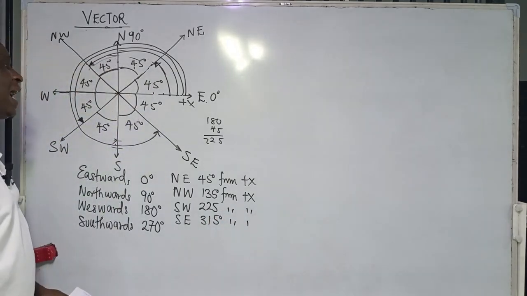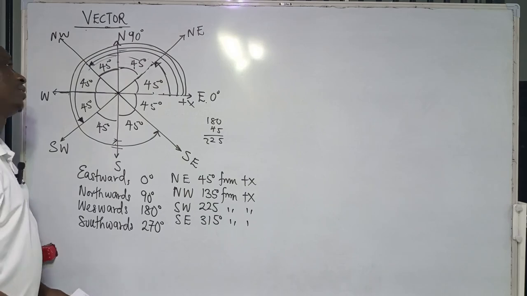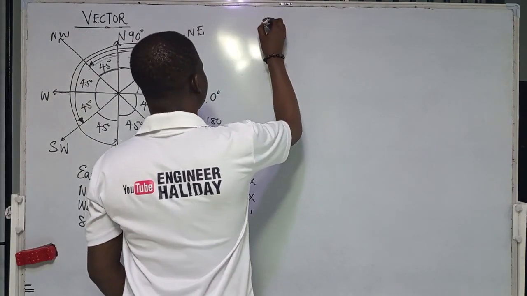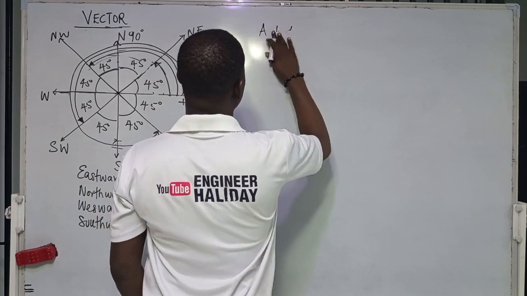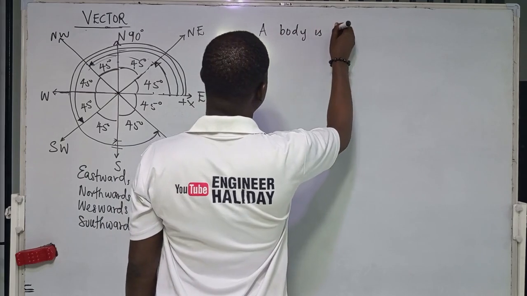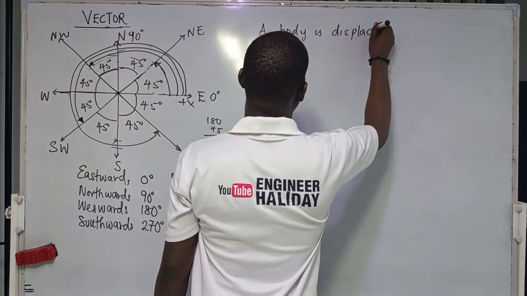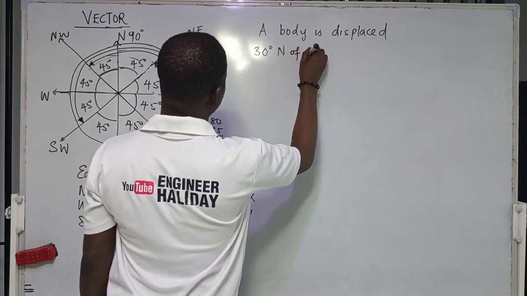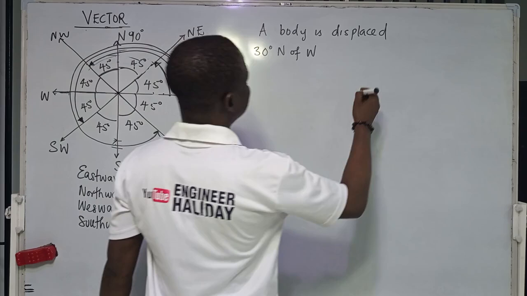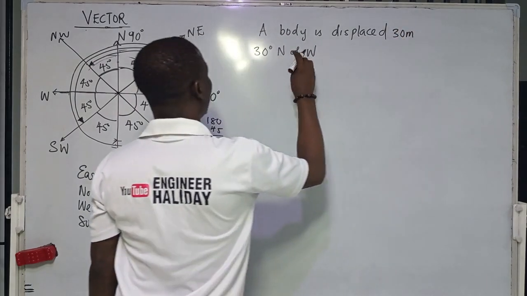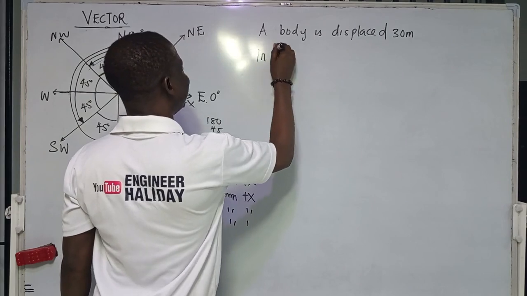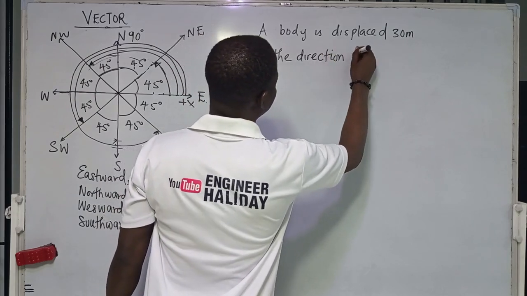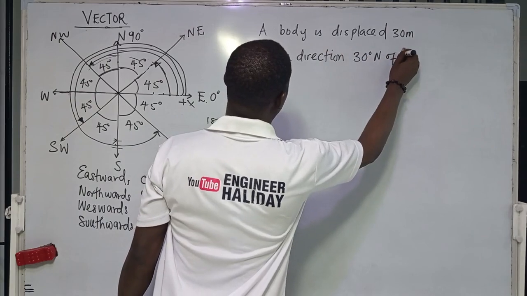Now, sometimes we can have a question in bearing format. So they can say, for example, let me say, a body is displaced 30 degrees north of west. For example, it is displaced 30 meters in the direction 30 degrees north of west.